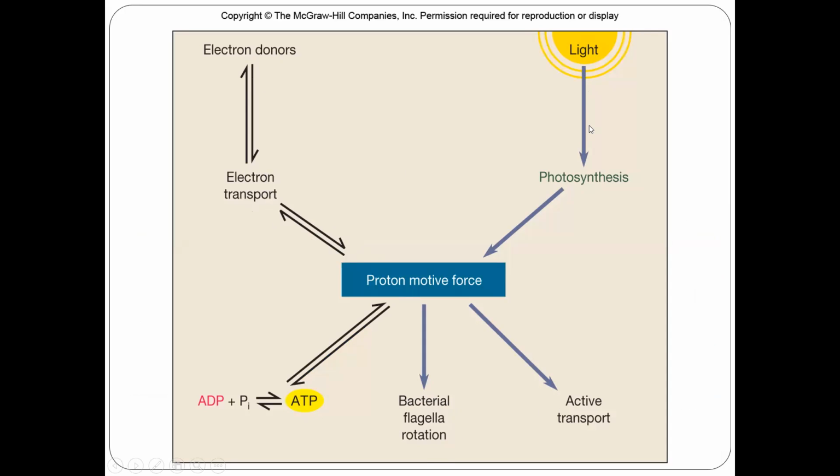This is a photobacteria, which through light has photosynthesis. A good example is cyanobacteria. At the end of the day, they also generate proton motive force. So we're not going to talk about this section. We're only going to focus on what is right here.